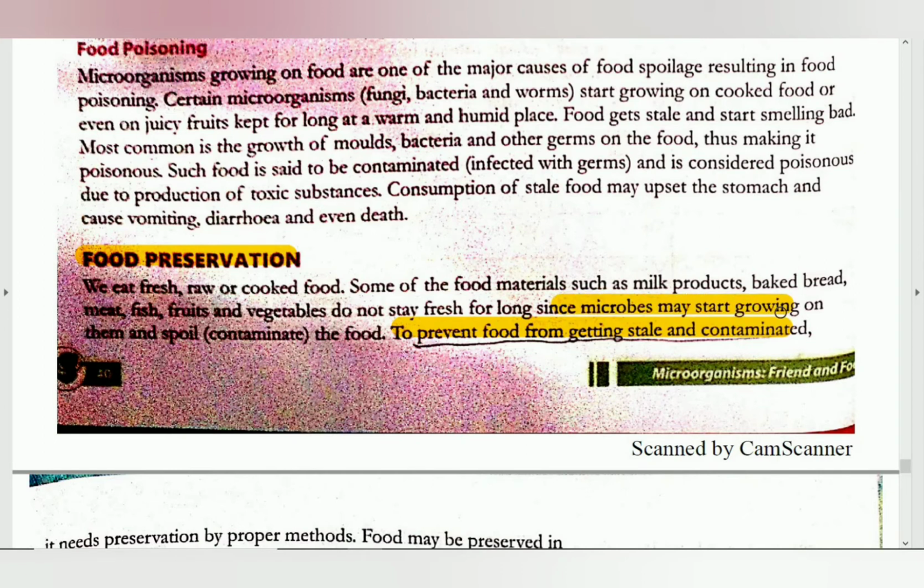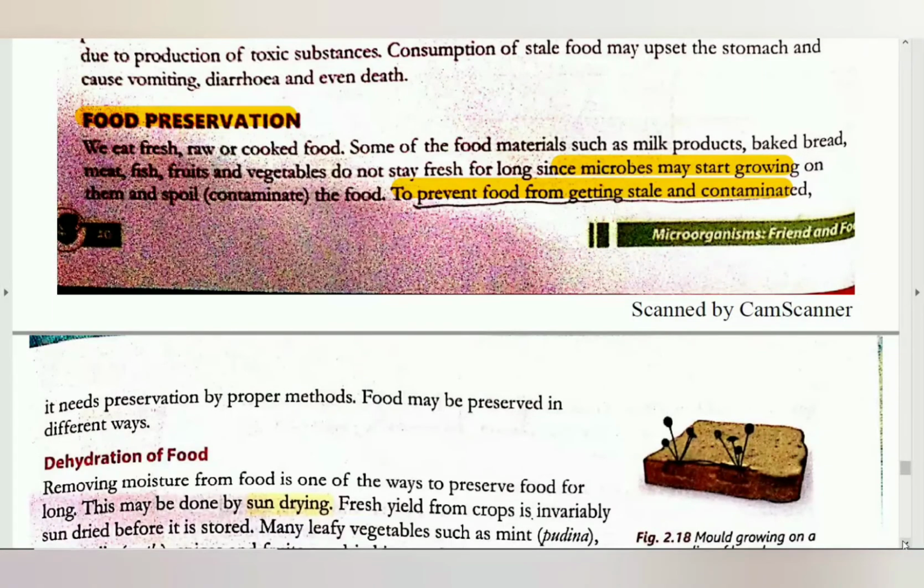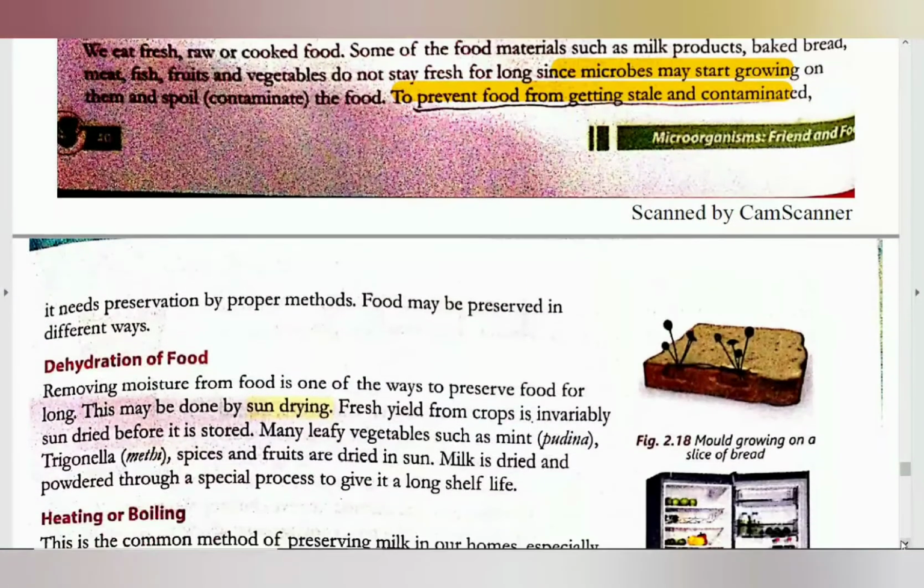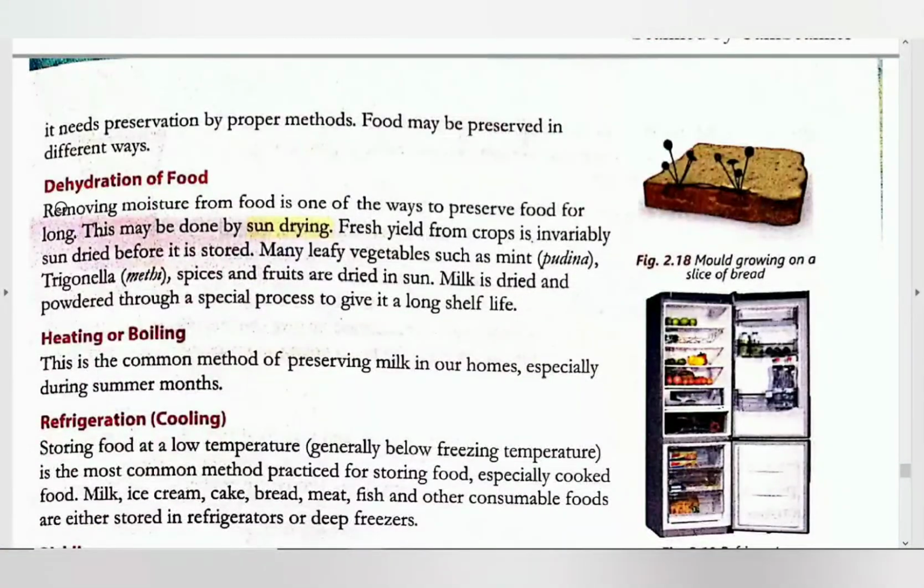Alright, so we need to protect our food from the growth of microbes. So there are different methods to protect the food. The first is dehydration of food. What is dehydration? Dehydration means to remove water, or we can say removing moisture from food, is known as dehydration of food.